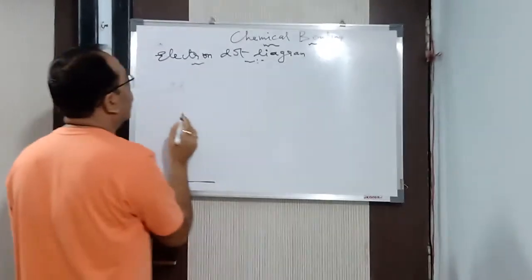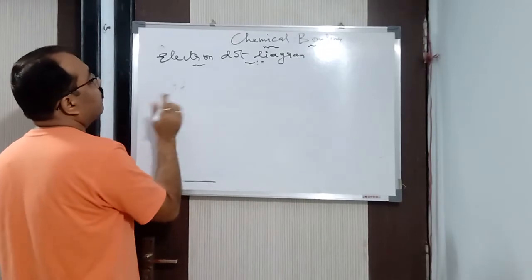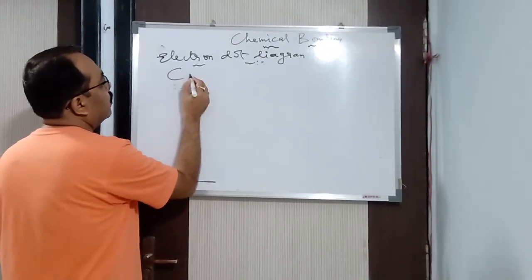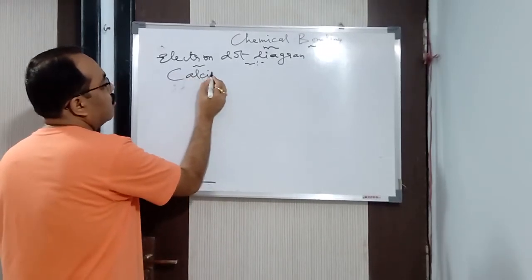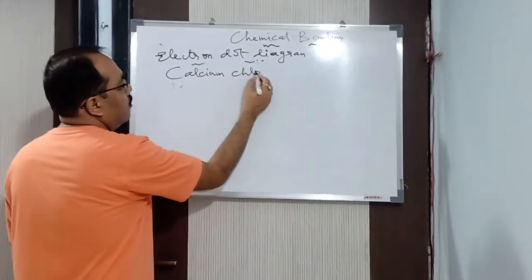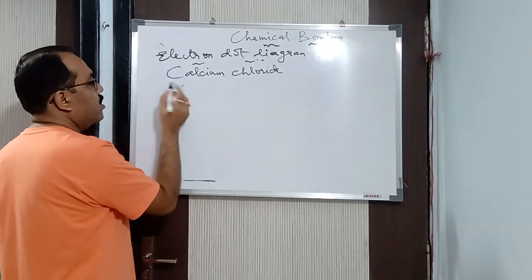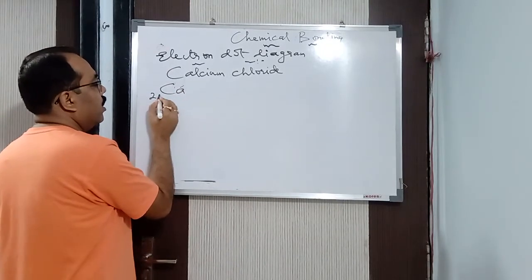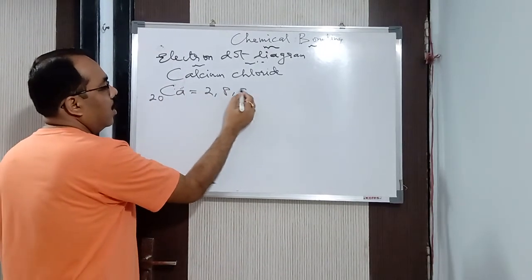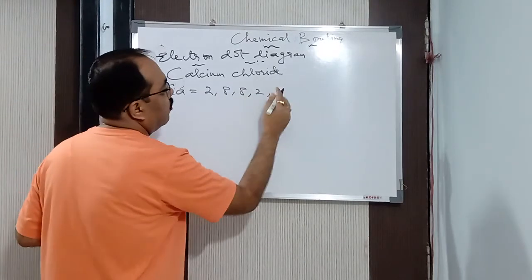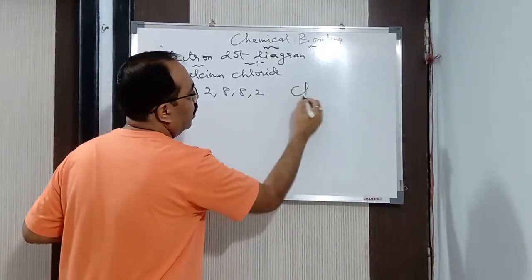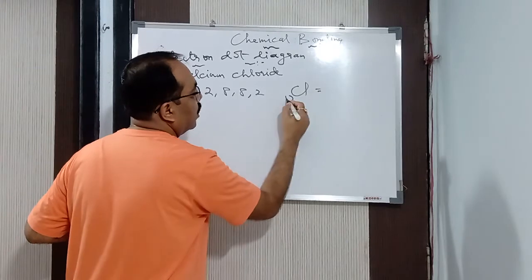Electron dot diagram. Let us take the formation of calcium chloride. Let us see how it is being formed. Look very carefully. First, write the electronic configuration of calcium. That is 2, 8, 8, 2. Then write the electronic configuration of chlorine. Atomic number is 17.